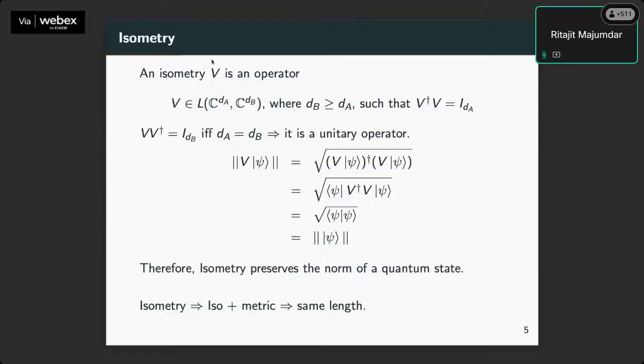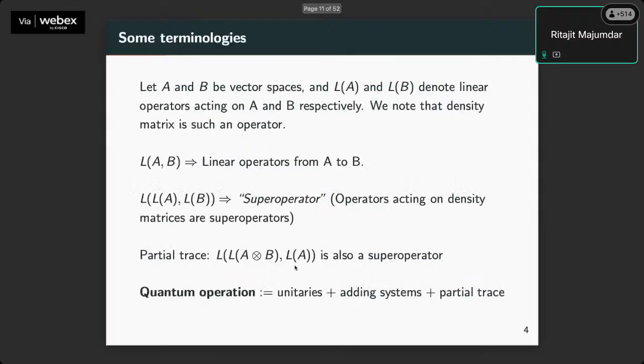And here we have this idea of something called an isometry. It's going beyond what unitary allows us. Unitary doesn't allow us to increase the size of the system, so isometry is something that we will define. It goes from a vector space with dimension dA to another vector space with dimension dB, where in general dB can be greater than dA or equal. We are not thinking of dB less than dA at this point. Partial trace we will treat as a separate thing, because unitaries plus adding systems taken together will be isometry, and partial trace will remain separate.